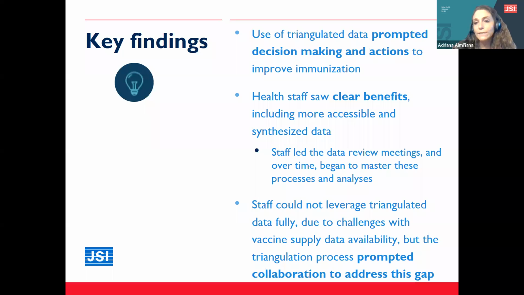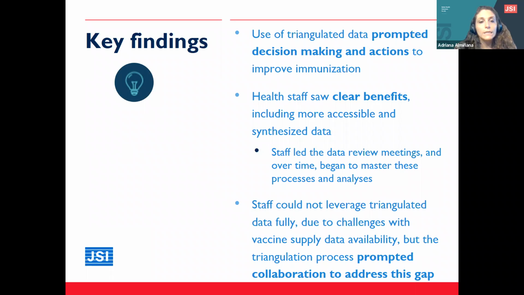So what did we find? So we found that the use of triangulated data really prompted decision-making as well as concrete actions to improve immunization. This was really encouraging to see, even just after some months of implementation. It was a relatively short period. And I'll share a couple of examples of what those outcomes were in just a minute.